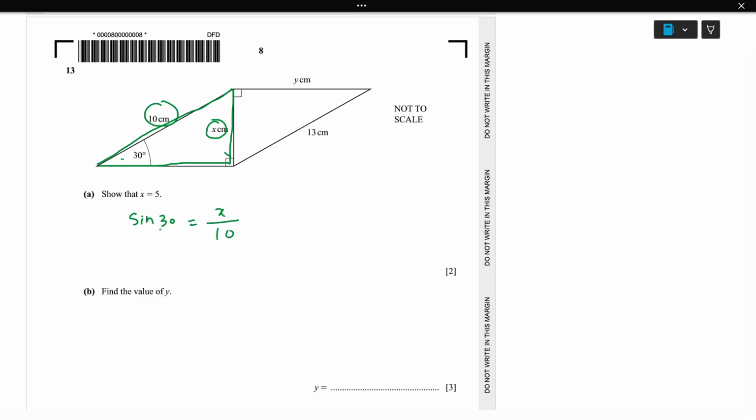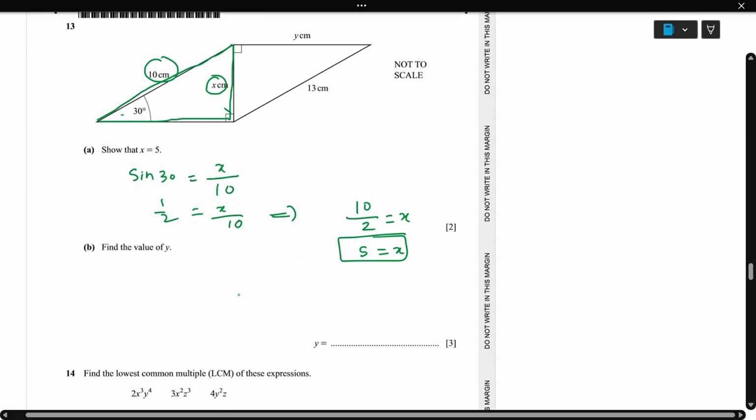So sine 30, the value is 1 by 2. So 1 by 2 equals x by 10. Okay, so when you move 10 to this side, what will happen? 10 over 2 equals x, so 5 equals x. So x equals 5 here, the answer. So this is what we had to show.